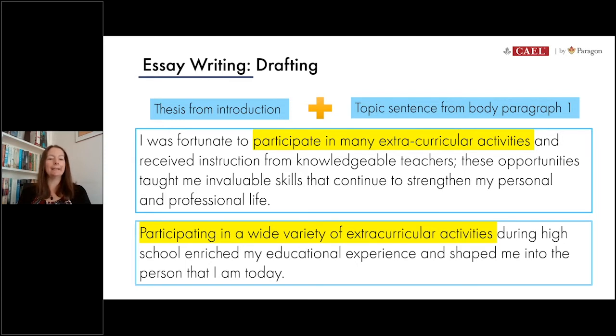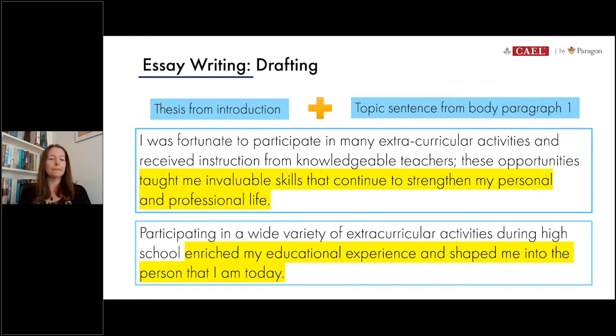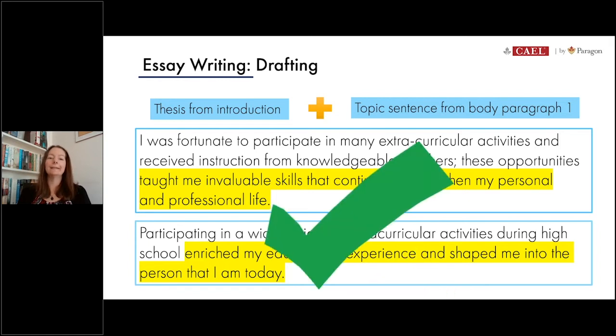So in yellow here, I've highlighted sort of the overriding idea that I'm talking about. So the fact that we are participating in these extracurricular activities. I've mentioned that in both cases here. And I'm also focusing on how this is a strength. So in my thesis statement up top, I've noted this as invaluable skills that strengthen my personal and professional life. And then in my next paragraph, in my topic sentence, I've just rephrased that. I've said that these activities enrich my educational experience to shape me into who I am. So the content is the same. I just used different words to express that. So that's looking good. I like the coherence and I like my word choice.